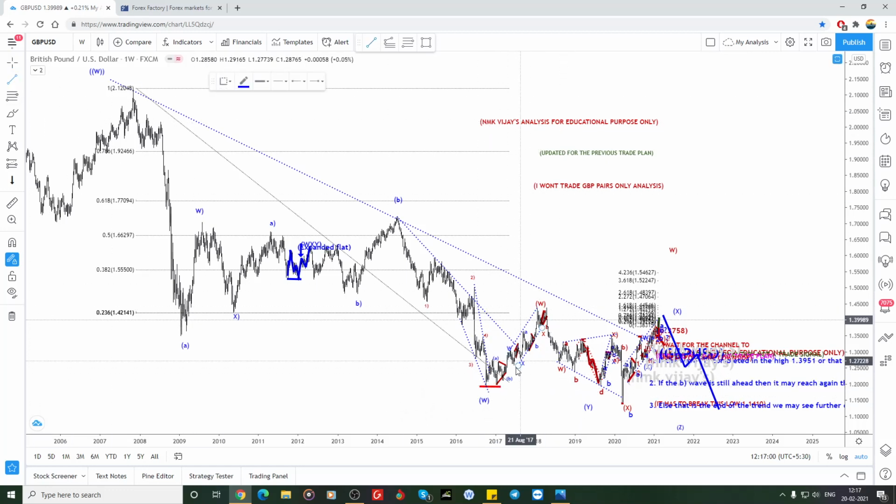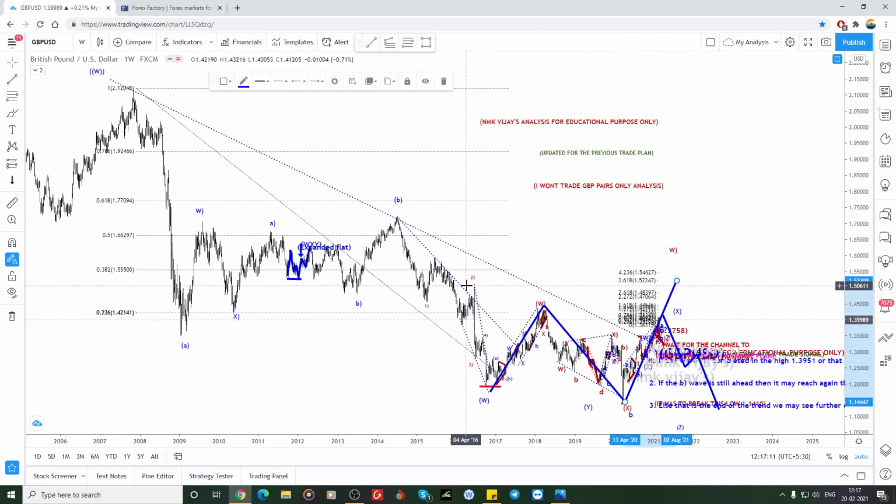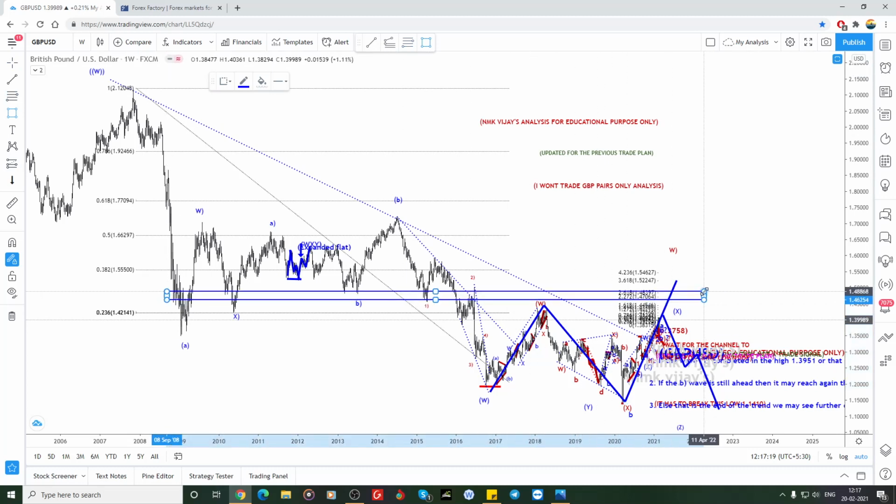So we are in that irregular flat formation for the X. Whether that could be a running flat or an expanded flat. If it did the expanded flat, this is my zone for that expanded flat target, right? Or if it is a running flat, this is the target.